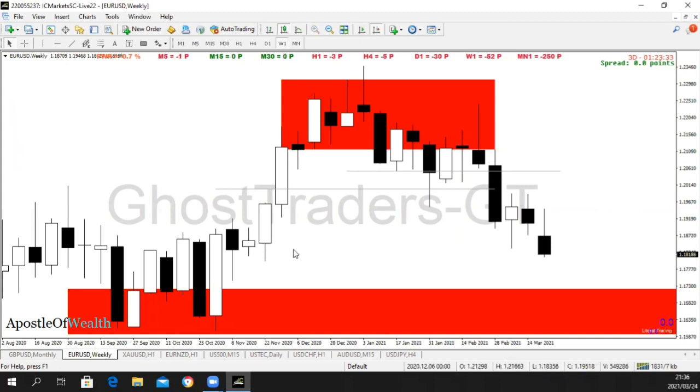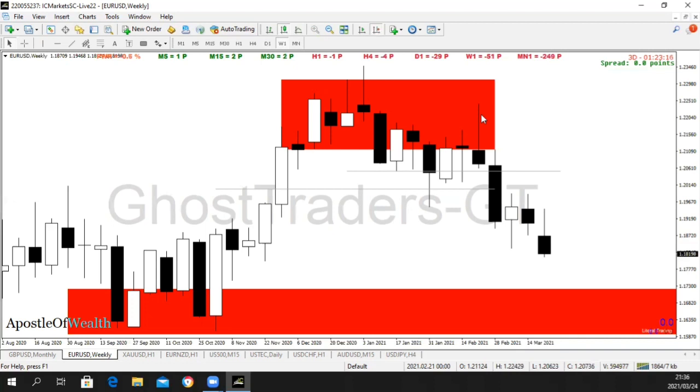Okay, you see what you were talking about. You said there is a fair value gap there. Look at what price did. You see what price did? It hit your fair value gap. What did it do? It went up.